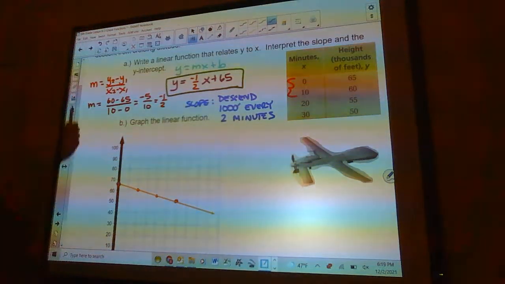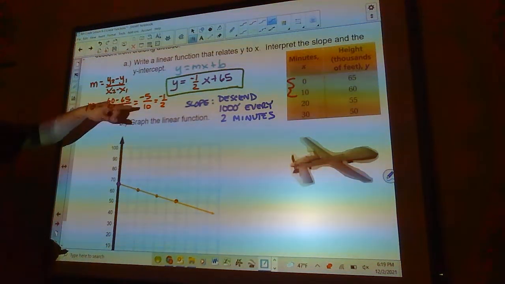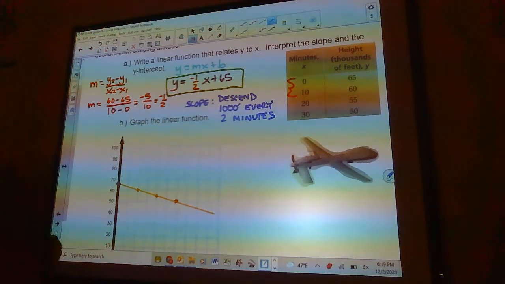That's what the slope is going to mean. Remember, this is in thousands of feet. It's going down 5,000 feet in 10 minutes. That's going down 1,000 feet in 2 minutes.